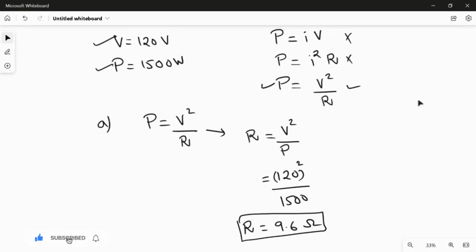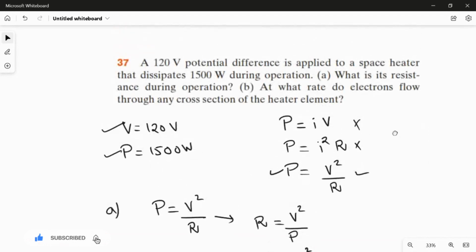In the second question, we are going to find the answer for the current over charge, because it asks at what rate electrons flow through any cross section of the heater elements.